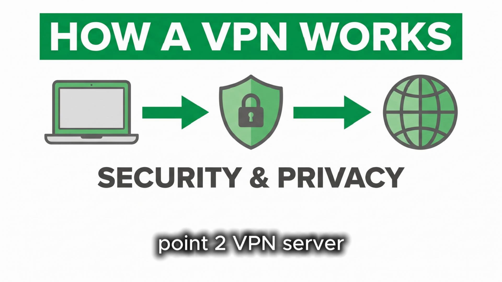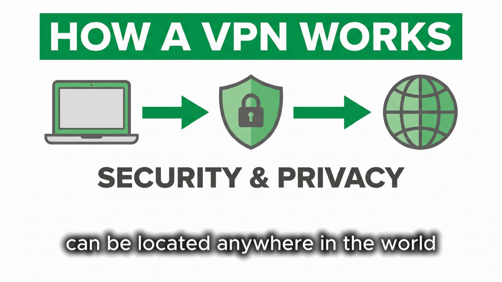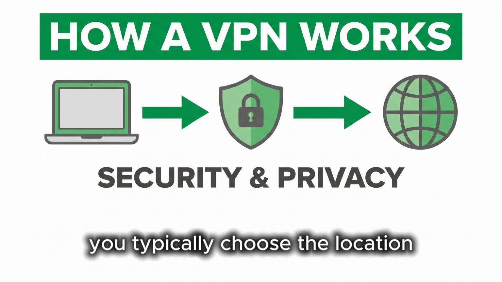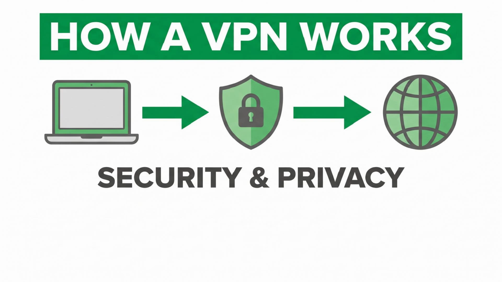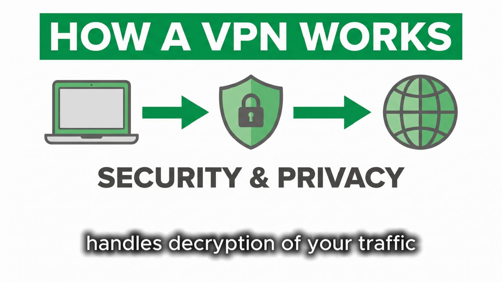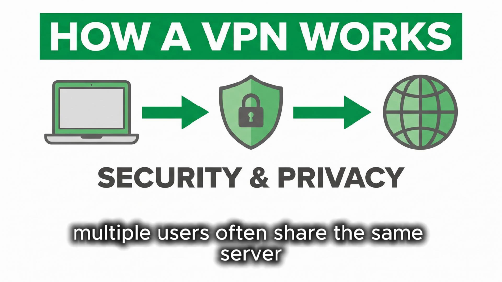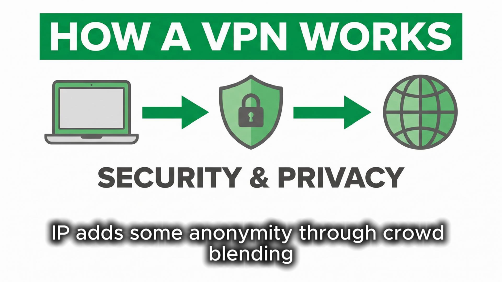Point 2. VPN server. A remote machine operated by the VPN provider. Can be located anywhere in the world. You typically choose the location. Acts as your exit point to the internet. Handles decryption of your traffic and forwards requests to their destinations. Multiple users often share the same server IP. Adds some anonymity through crowd blending.